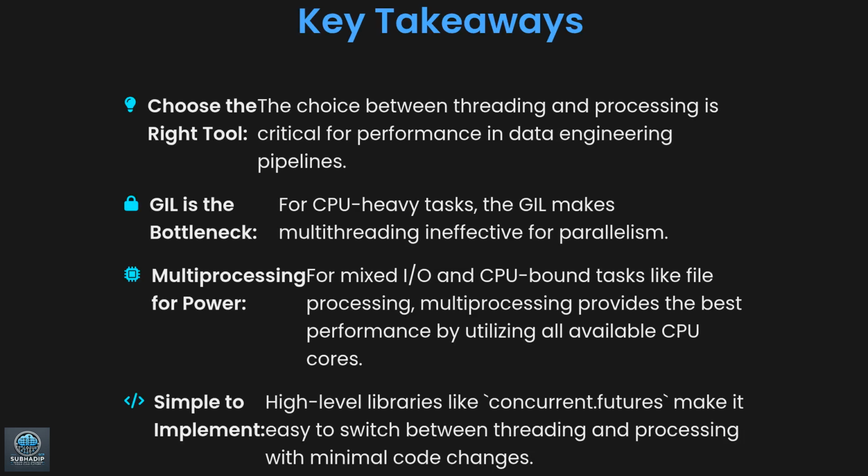So what are the key takeaways from this? First, always choose the right tool for the job. Understand if your task is I/O-bound or CPU-bound. Remember that the GIL is the main bottleneck for CPU-heavy tasks and threads. For most data processing jobs that involve both reading data and transforming it, multiprocessing will give you the most significant performance boost. And finally, modern libraries make implementing these patterns easier than ever.